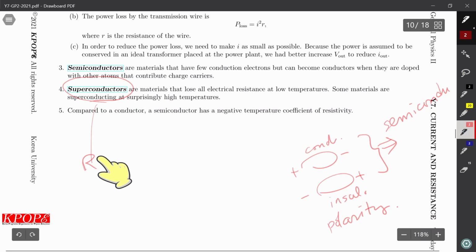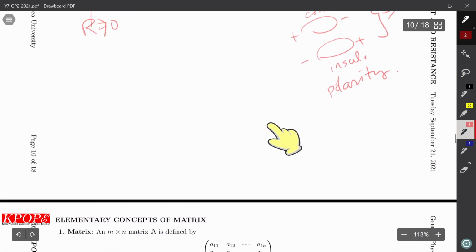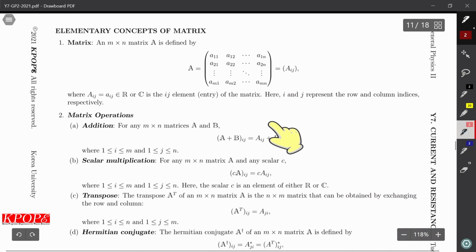And superconductors, the case where R goes to 0. Materials that lose all electrical resistance at low temperatures. Some materials superconduct at surprisingly high temperatures, in room temperatures, then it is very useful. Compared to the conductor, a semiconductor has a negative temperature coefficient of resistivity, but that is too advanced. In the remaining part of this class, we just review mathematics that are quite useful in our future calculations.